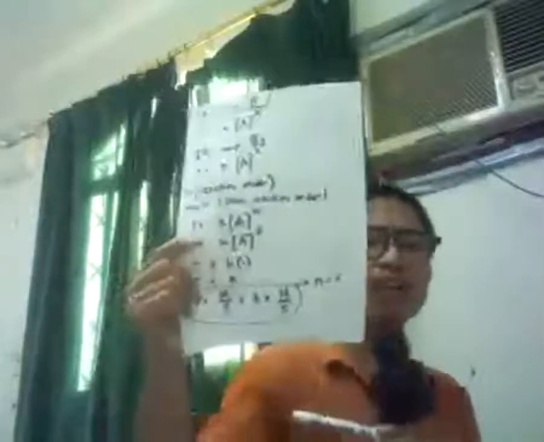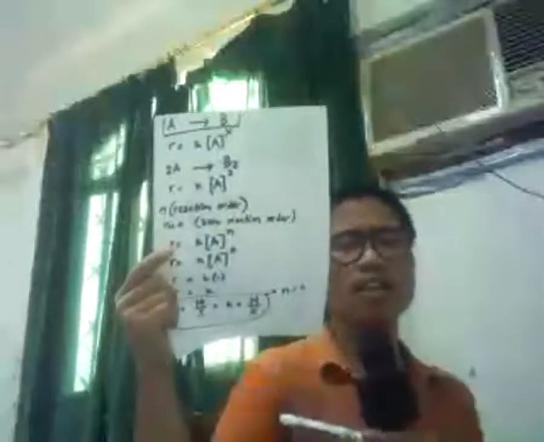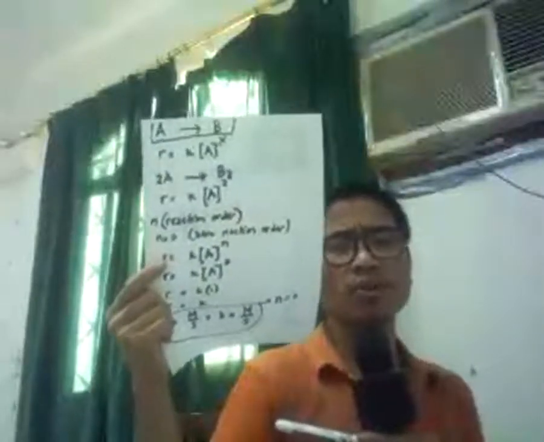Okay, the rate law formula. This is the zero order. R is just equal to k. Bingo. Now we go to n equals 1, which is the first order. Still using the general formula. A goes to B.